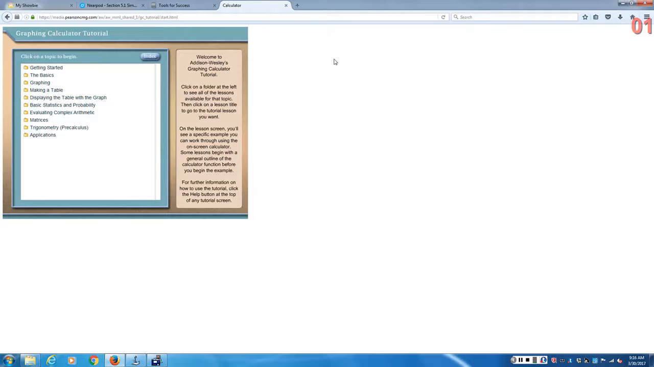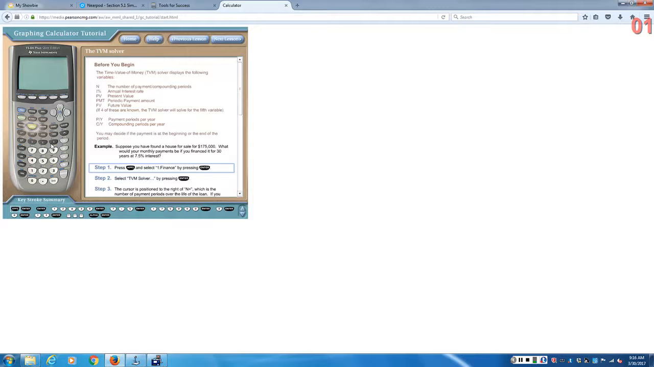I think I might have showed you how to use it with the matrices at one point, and maybe how to do some other things. But this is the most important thing. And it is one of the applications. You just click on TVM solver.